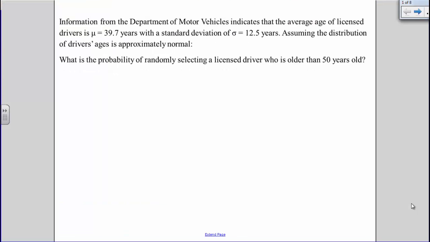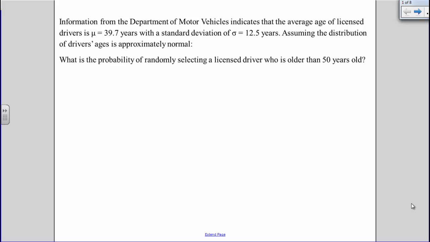All right. So we know, based on information from the Department of Motor Vehicles, that the average age of licensed drivers is 39.7. So that's our population mean. And that the standard deviation of that age is 12.5. So based on this, based on the empirical rule, we already know that 68% of drivers are between plus or minus 12.5 years from 39.7. So what would that be? Let's see. 39.7 minus 12.5. So between ages of 27.2 and, let's see, 39.7 plus 12.5, 52.2.